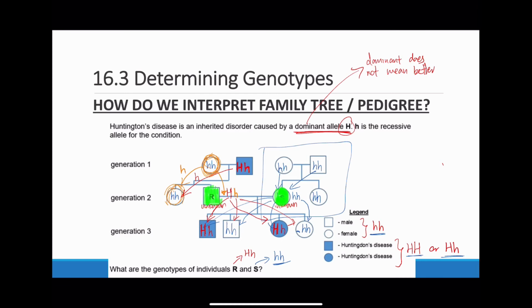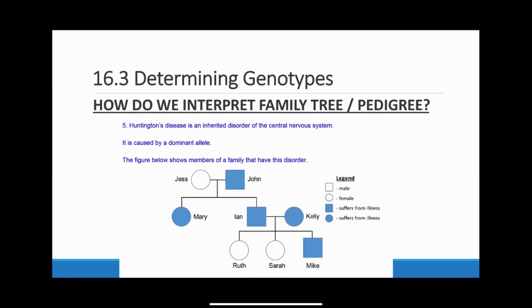And that's how you use a pedigree to give you information. Let's take a look at another example. Once again, what we have over here is a disease that's caused by Huntington's disease.